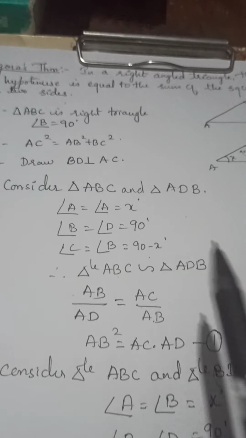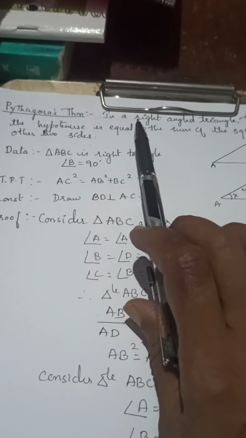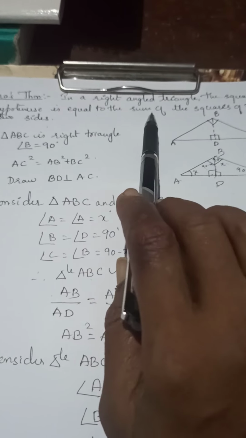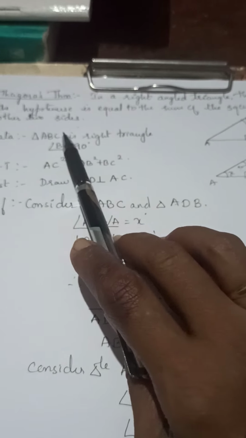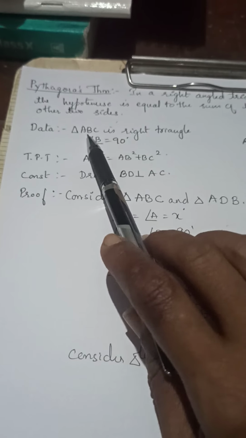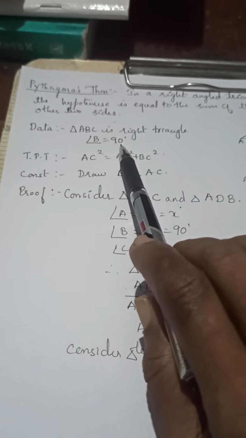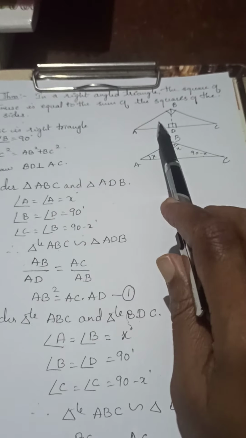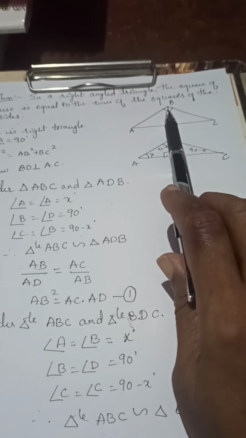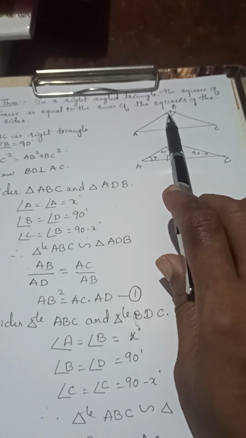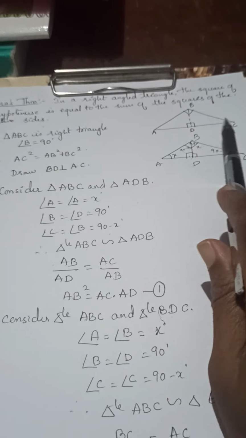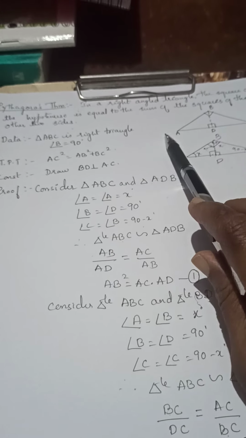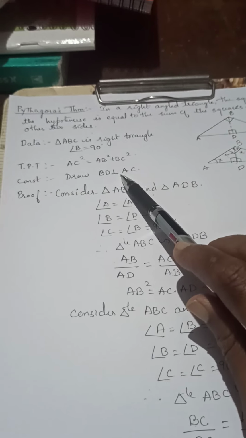Okay children, I'll repeat this. See here, Pythagoras theorem: in a right angle triangle, the square of the hypotenuse is equal to the sum of the squares of the other two sides. Data: what is given? ABC is a right angle triangle, angle B is 90 degree. To prove that AC square, that is the longest side, side opposite to 90 degree is the longest side, so AC square is equal to AB square plus BC square. Draw BD perpendicular to AC. That is the construction we have done.